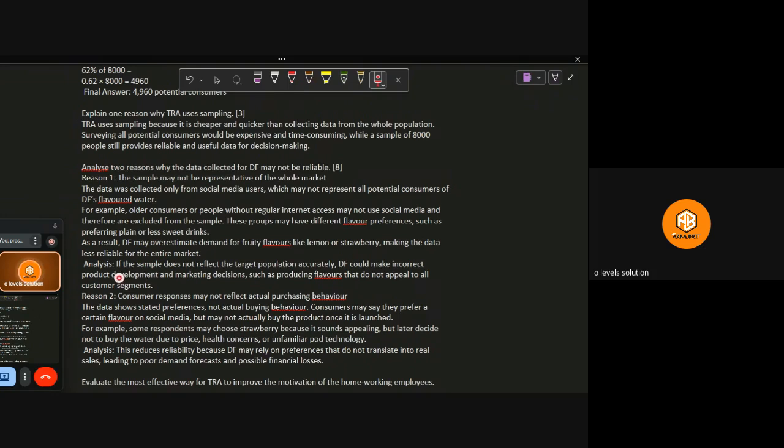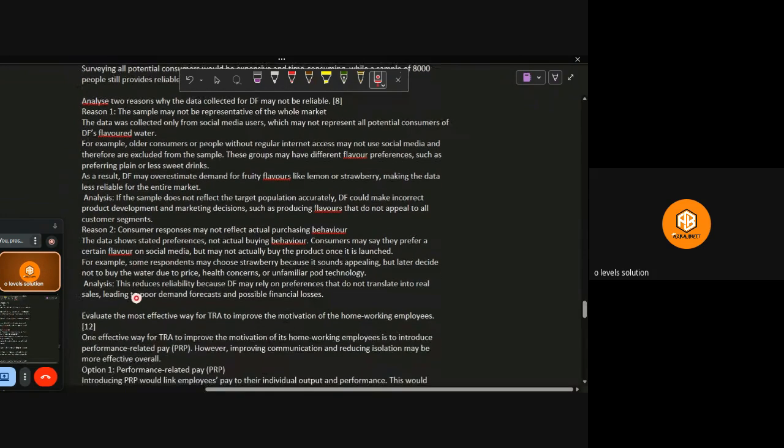So of course, this incorrect data will lead them to produce the wrong product and make wrong marketing decisions, such as producing flavors that do not appeal to all customer segments. So maybe they end up preparing a drink which might not appeal to every customer, so of course their product development will fail. The next reason why the data will not be reliable is that consumer responses may not reflect actual purchasing behavior.